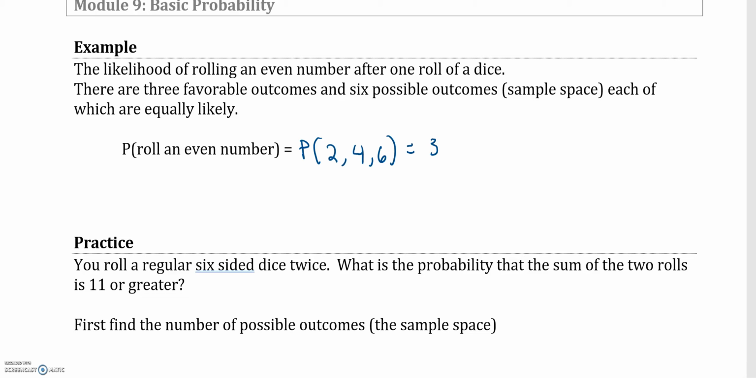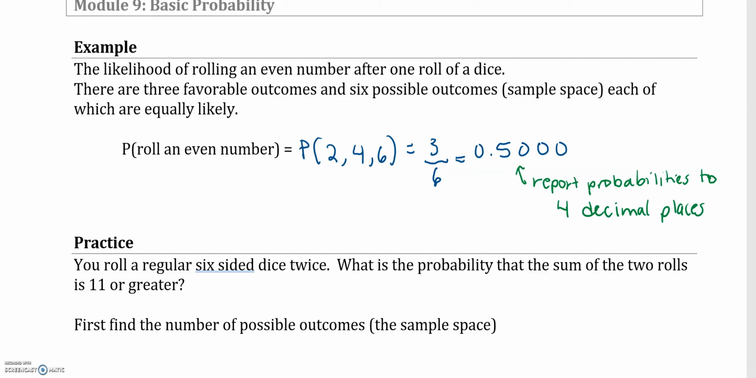So there are three favorable outcomes out of our sample space with 6 possible outcomes, and that means that it has a probability of 0.5000. Remember that in this course we're going to be reporting probabilities to 4 decimal places.